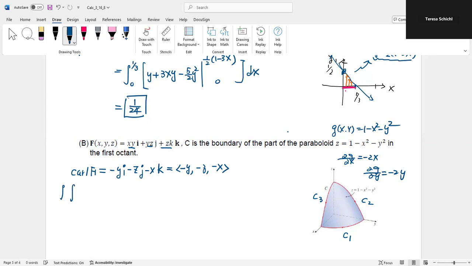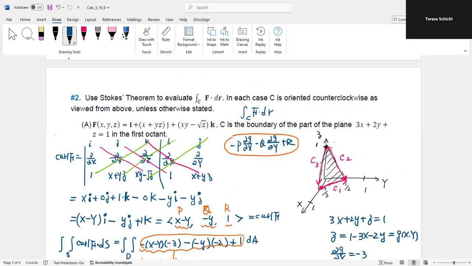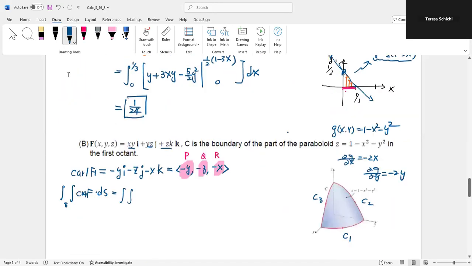So I'm integrating on this surface, right? The surface integral of curl F dot dS. The curl function here is negative y, negative z, negative x. Remember, this will be your P, Q, and R. So remember the integration, which formula do we use? We use the same one here: negative P partial g partial x, minus Q partial g partial y, plus R. That's a very, very handy formula.